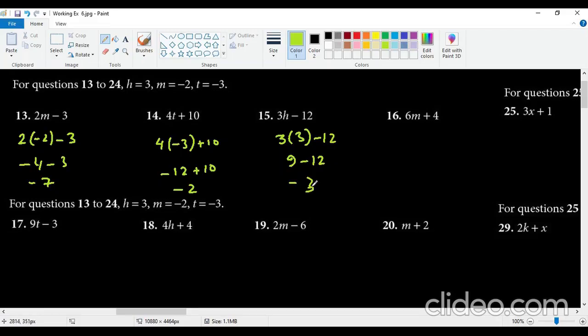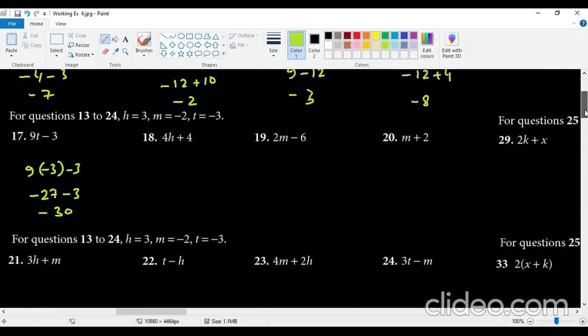So 6 times m, which is negative 2, plus 4. This gives you negative 12 plus 4. That means negative 8 is going to be your answer. When it comes to 17, it says 9 times t, which is negative 3, minus 3. So this gives you negative 27, minus 3. So negative 30 is going to be your answer.